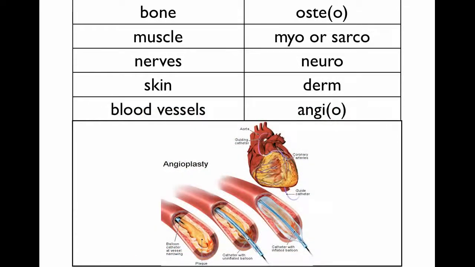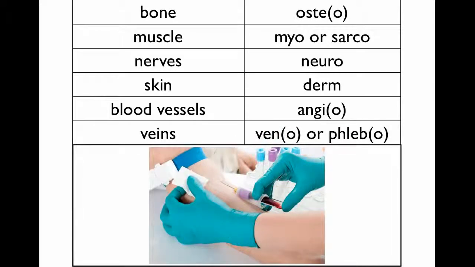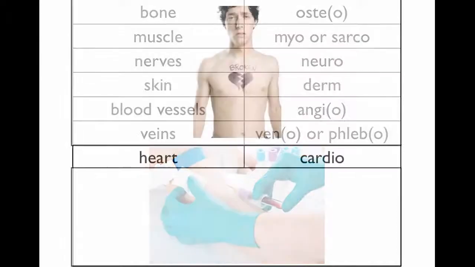Blood vessels, you're going to often see the term angio, and you've hopefully heard of angioplasty, which is basically the insertion of a little catheter with a balloon, which is inflated in order to create space inside an occluded vessel. Veins, we have veno or phlebo, like a phlebotomist. A phlebotomist is someone who draws blood for their profession. We see that a lot.